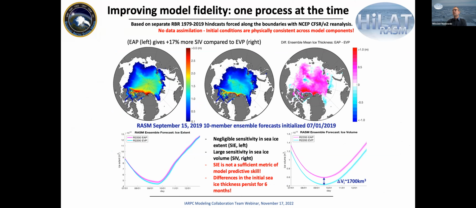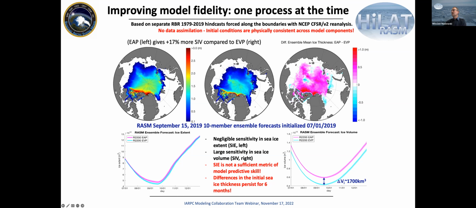So here we're showing a comparison of the two different rheologies on the ice thickness distribution and the forecast of that ice thickness distribution. The left panel is showing the rheology called elastic and anisotropic plastic, and the middle panel is showing the standard elastic viscoplastic. The right panel is showing the difference between the two at the time of initial conditions, which was starting on July 1, 2019.